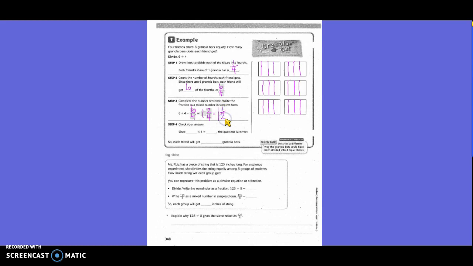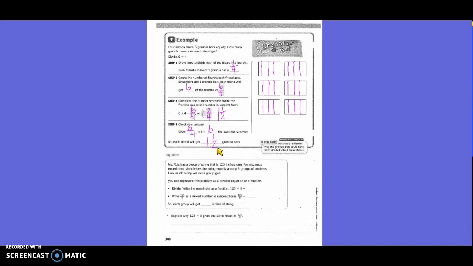1 and 1/2. Check your answer. Since 6 4s times 4, what would we get, guys? 24. 6, right? Because you can cancel out your 4s and you're left with 6. The quotient is correct. So each friend will get 1 and 1/2 granola bars. Try this.